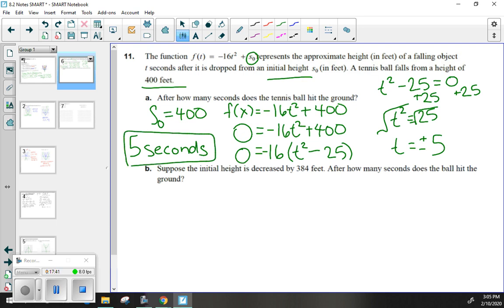When we move to B, it says, suppose the initial height is decreased by 384 feet. After how many seconds does the ball hit the ground? Well, our initial height was 400, but now we're going to decrease that by 384. So 400 minus 384 gives us 16. It is only falling 16 feet this time. So our initial height is 16, and we're going to plug that into our formula.